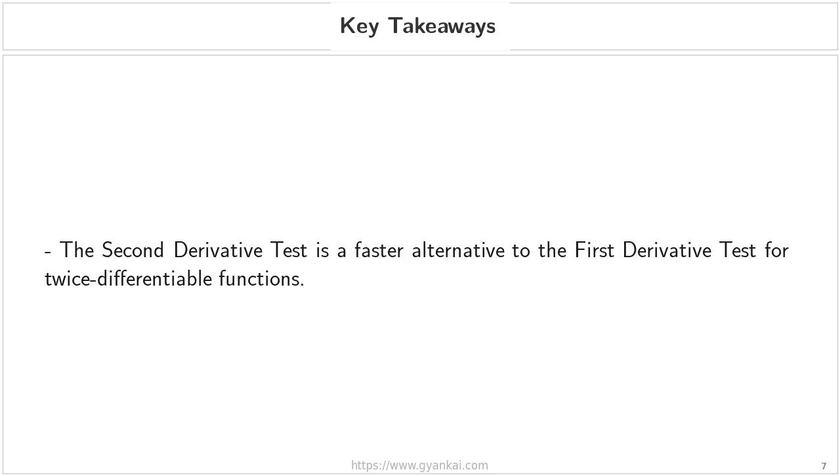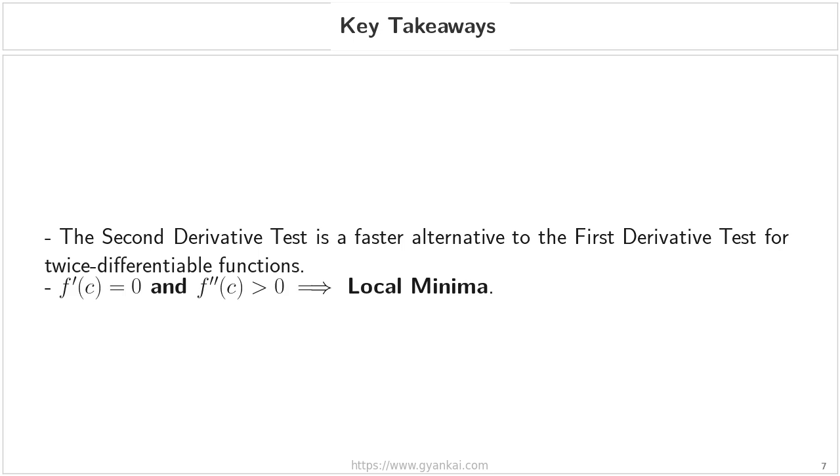Key takeaways. To wrap things up, let's summarize the key takeaways from this lesson. As we discussed at the beginning, the second derivative test serves as a faster and more direct alternative to the first derivative test, provided that the function is twice differentiable. First, if the first derivative of f at c equals 0 and the second derivative of f at c is greater than 0, then the function has a local minimum. Just remember our discussion on concavity.